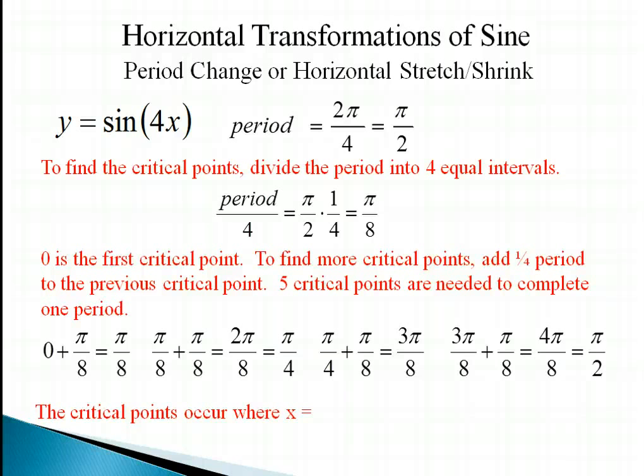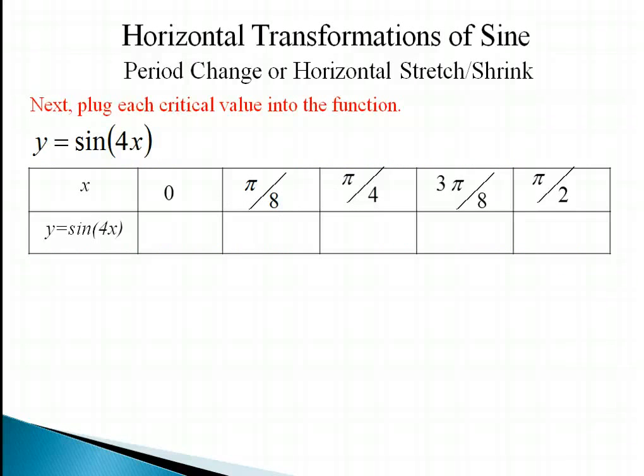So just put them in lowest terms. So you have 0, pi over 8, pi over 4, 3 pi over 8, and pi over 2 as your critical points. Now what you want to do is plug them into the function to get your ordered pairs. So if we plug in a 0 into sine of 4x, we're going to get 0.